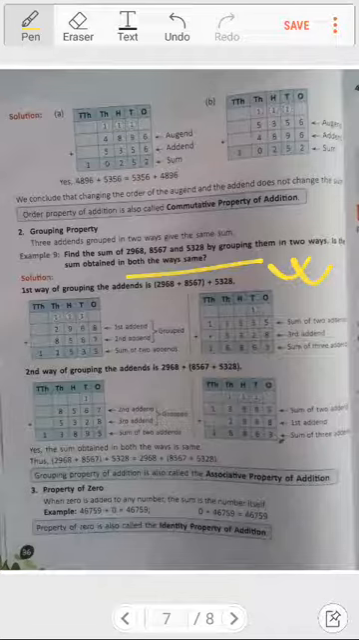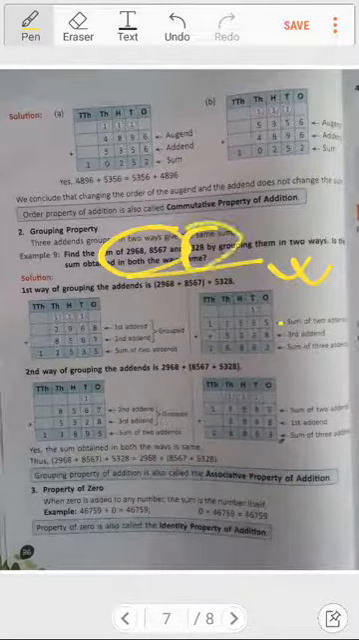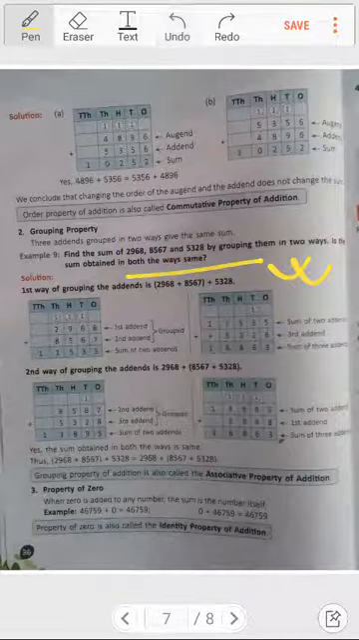Here it has been added, 2968 and 8567 at first. Okay, and then the sum comes, that is 11,535. With that, the last number if you will see over here, that is 5328, has been added. It came how much?